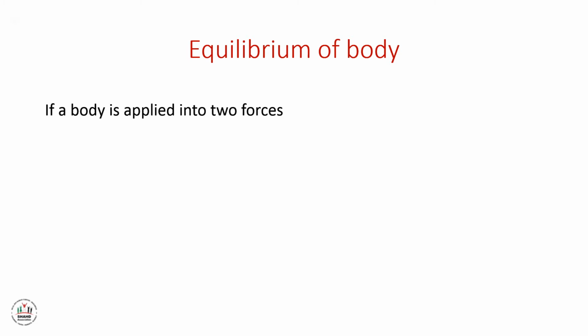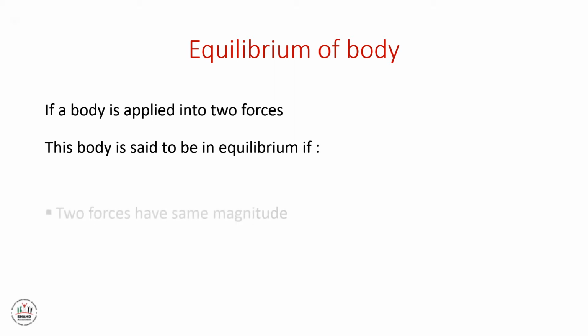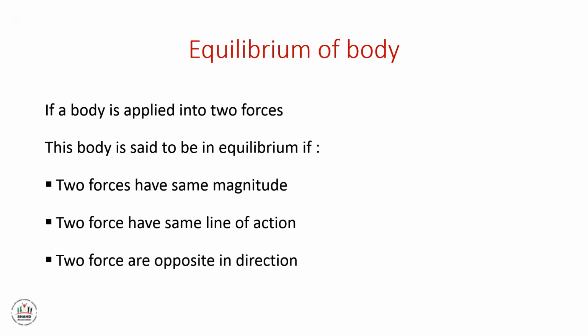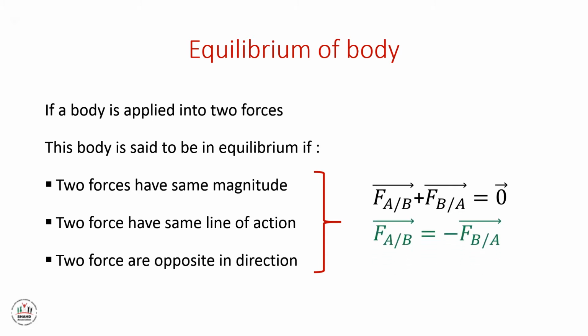Now, we will move to the equilibrium of body. If a body is under the impact of two forces, then we will say that this body is in equilibrium if these conditions apply. The two forces have the same magnitude, the two forces have the same line of action, and the two forces are in opposite direction. When these apply, we can write the condition. FA on B as a vector quantity plus FB on A as a vector also, they should be equal to 0 vector. So if we take the FB on A to the other side, we get FA on B is equal to minus FB on A.